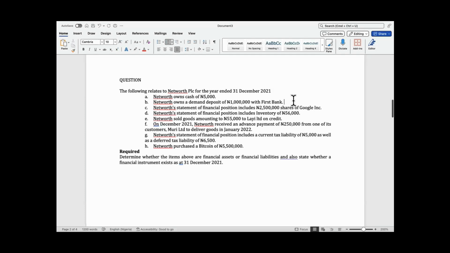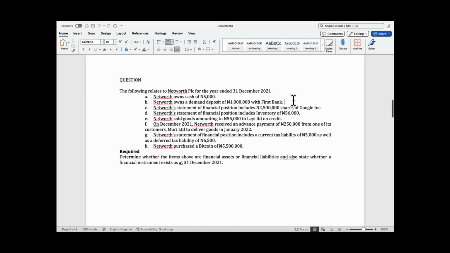Okay. You have done very well, and you're correct. Yes, Networth has a financial asset, because a demand deposit is similar to your fixed deposits, or you depositing money in the bank. That's a financial asset. Anytime you want to collect it, you collect it. It's like having a contractual right to receive cash. So Networth has a financial asset.